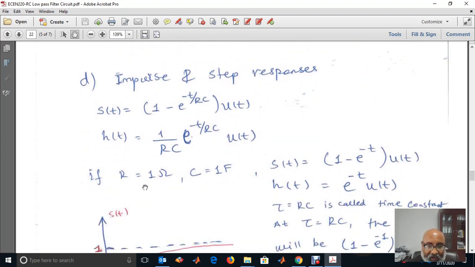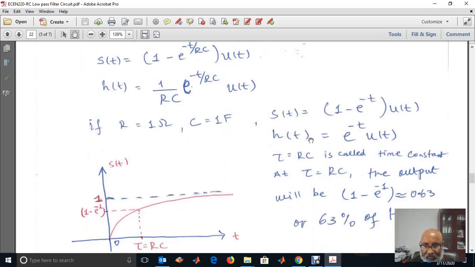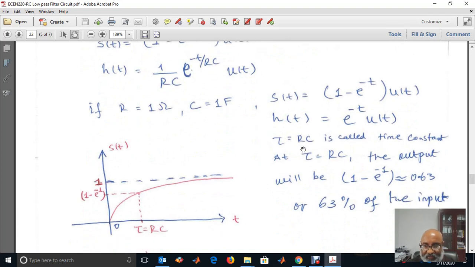Okay, so for R equal to 1 ohm and C equal to 1 farad, the step response, we just substitute R equal to 1, C equal to 1 farad. These are standard units. And then the step response becomes 1 minus e raised to minus t times u(t), and the impulse response is e raised to minus t times u(t). And tau is called the time constant.